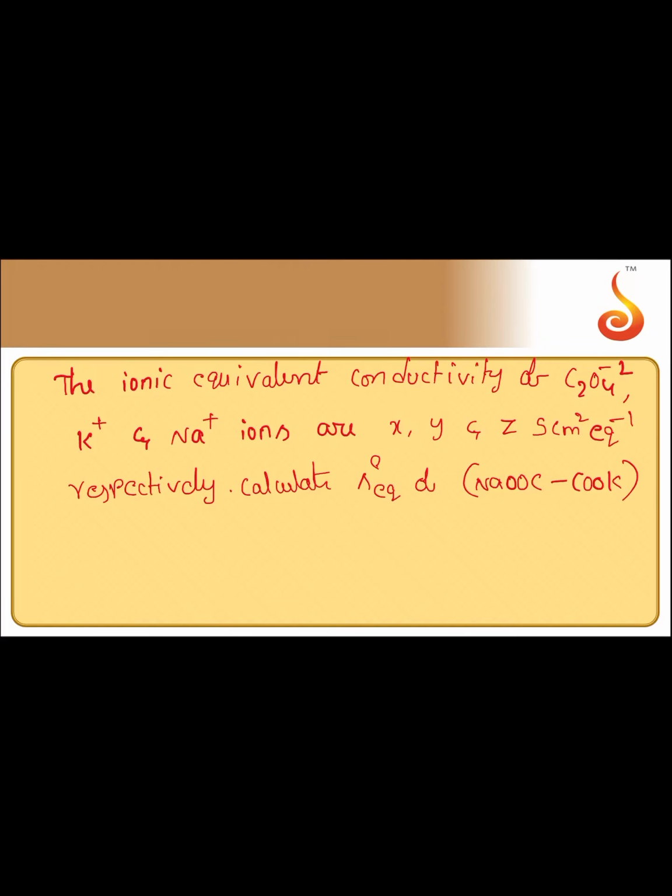The problem is: the ionic equivalent conductivities of C2O4 2-, K+ and Na+ ions are X, Y and Z Siemens centimeter square equivalent inverse respectively. Calculate the equivalent conductance at infinite dilution of COONa-COOK. First of all, the total charge on cation and anion. Total charge on the cation is +2, and on the anion is -2.